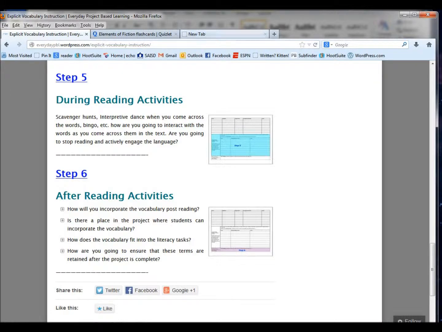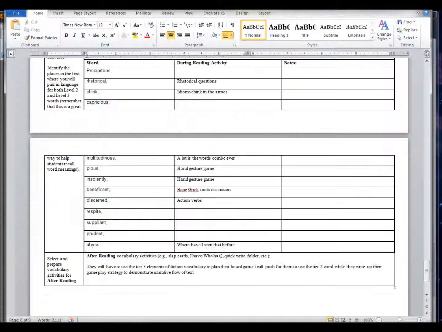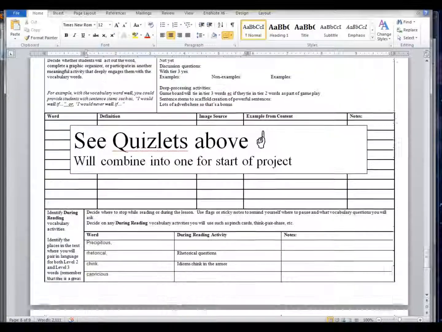So I mentioned it already a little bit, and part of my plan is to make sure that the elements of fiction are definitely prominent in their game board design. And then beyond that, let's look at these tier 2 words and how they're used within the context of the story. Can we maybe include those in the gameplay as well as using them in their writing? So this has been the explicit vocabulary instruction.